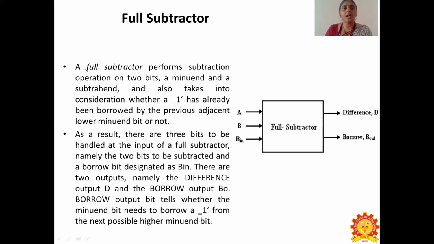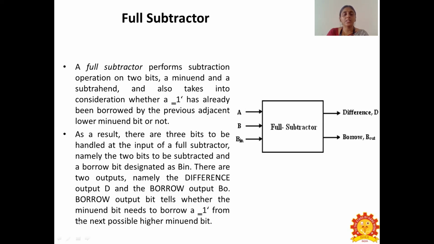And now we will see about the full subtractor. So a full subtractor performs subtraction operation on 2 bits. So the first bit is called a minuend and the second a subtrahend, and it also takes into consideration whether it has already been borrowed by the previous adjacent lower minuend bit or not. So here A, B are the 2 bits input data and B in is the borrow, and outputs are 2 bits where one bit is for difference and the other is for borrow out.